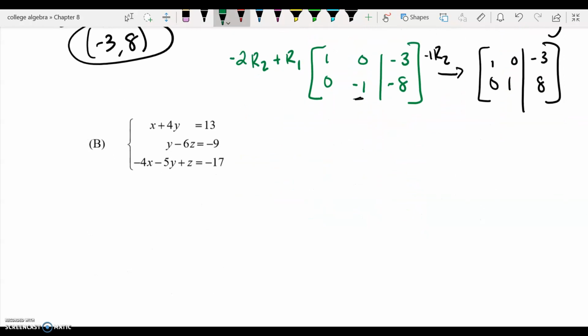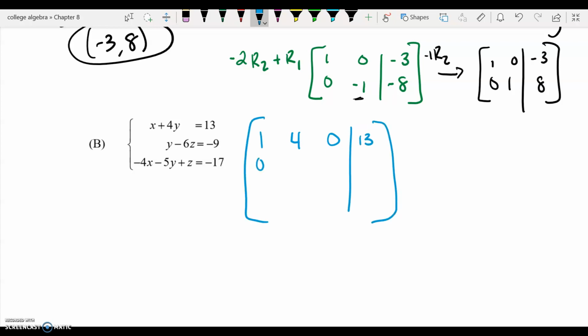If they throw 3 variables at you, it's very similar. You're going to have an x, a y, and a z column. In this one, my x is 1, my y is 4, my z is 0. Next one, I have 0 x's, 1 y, -6z, -9, and then -4, -5, 1, and -17.